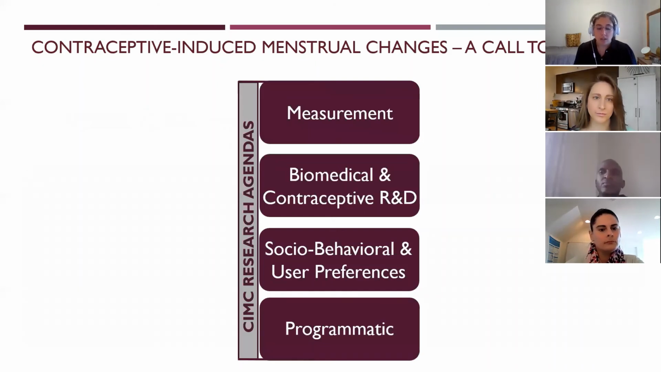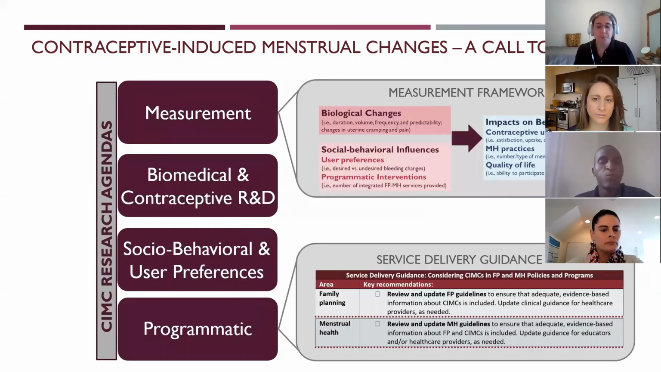So at the core of this call to action are 4 research agendas organized under these larger domains that you see on the slide. First is a research agenda for measurement. Second, for biomedical and contraceptive R&D. Third, for socio-behavioral and user preferences, which relates closely to what you've been hearing from our presenters today and which we'll go into more detail later. And then finally, a programmatic research agenda.